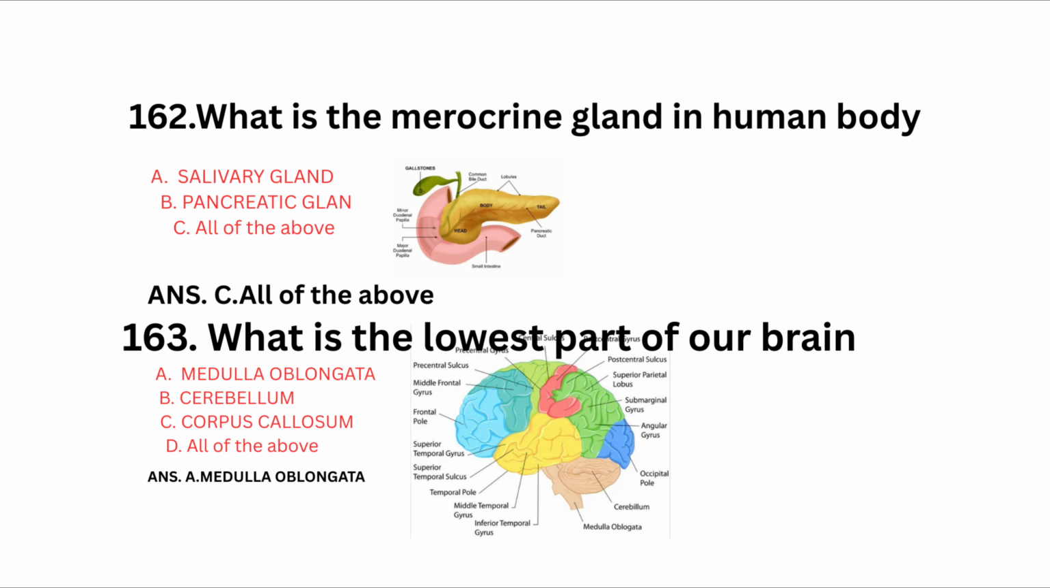162. What is the merocrine gland in the human body? A, salivary, B, pancreatic gland, C, all of the above. Answer is C, all of the above.